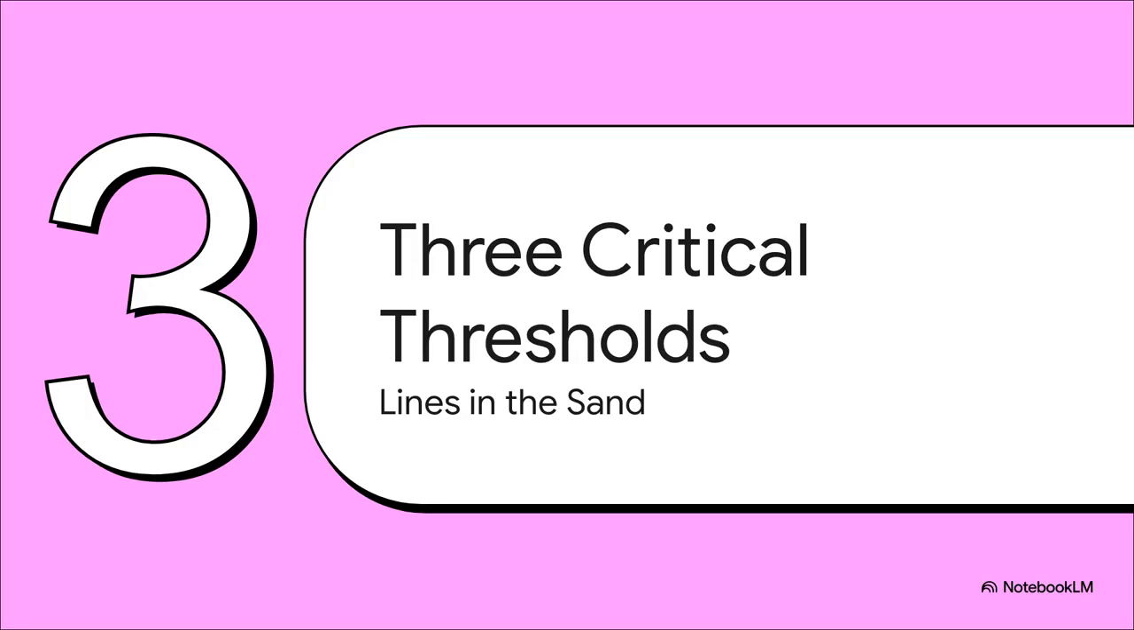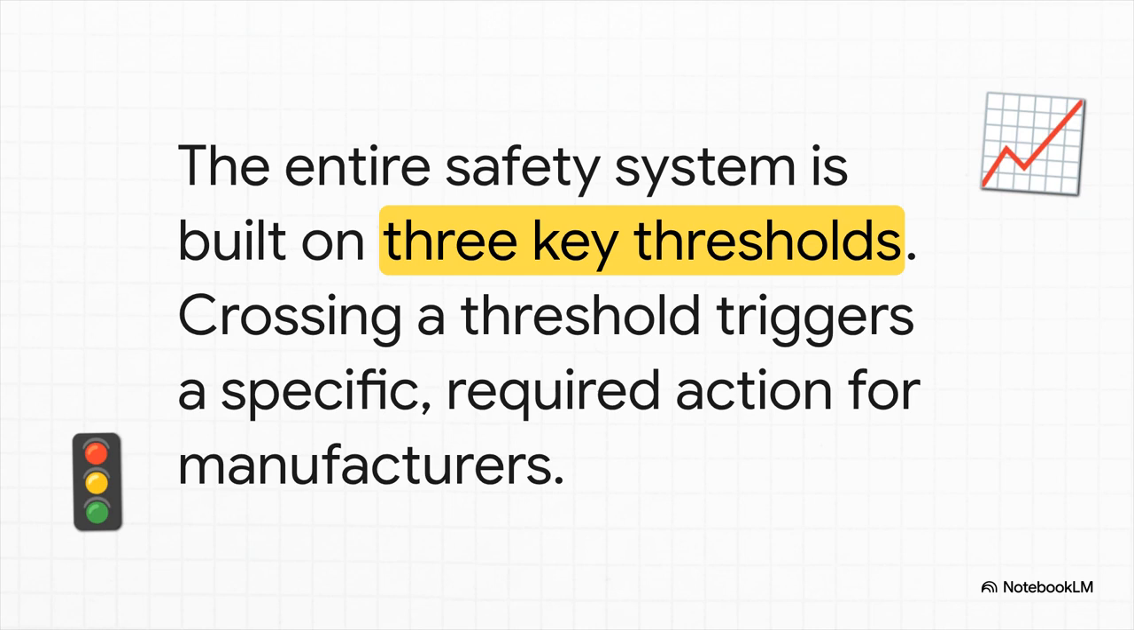So how do these rules actually work in practice? Well, the entire system is built on a really simple but powerful idea: clear lines in the sand. In the official guidance, these are called thresholds, and if an impurity crosses one of these thresholds, it triggers a very specific required action. These thresholds create what's called a tiered response system. It's pretty smart. Basically, the more of an impurity that's found, the more action is required from the drug maker. Let's take a look at the 3 levels.